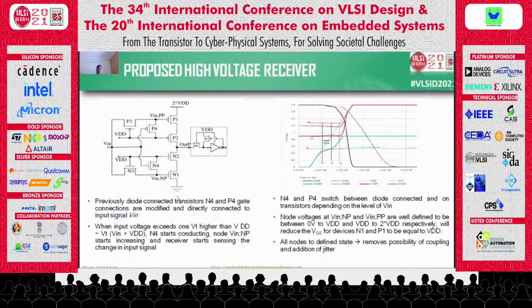These N4 and P4 switch between diode connected configuration and the switch transistors, depending on the level of the input voltage. When input voltage is between 0 to VDD minus VT, N4 is diode because its gate is connected to Vin through N3 and its source is connected to Vin NP, which is again connected to Vin through N3. Similarly, for the other range, to Vin PP.